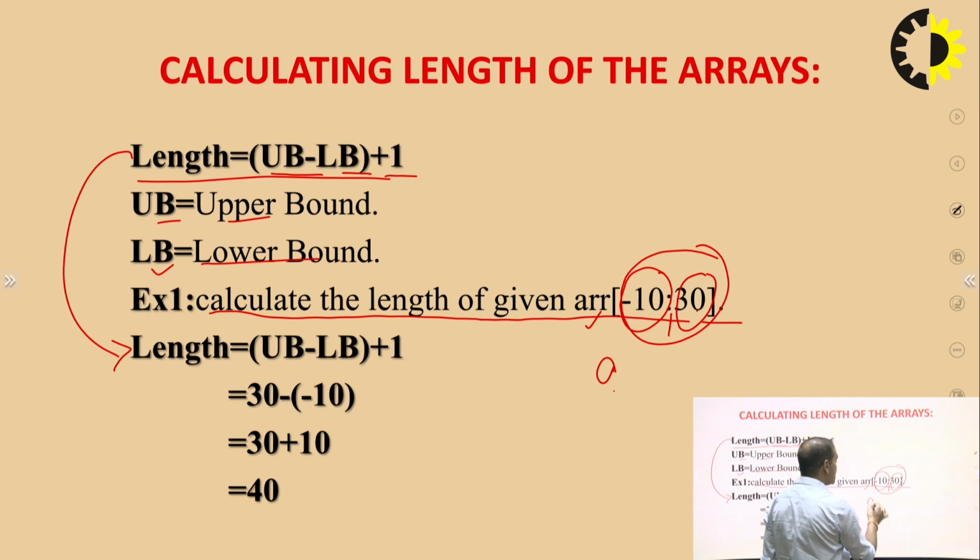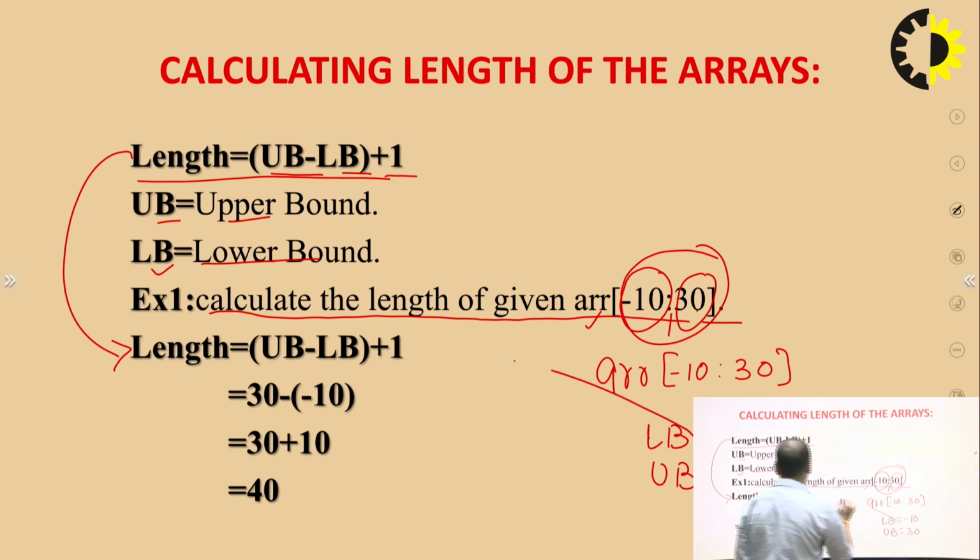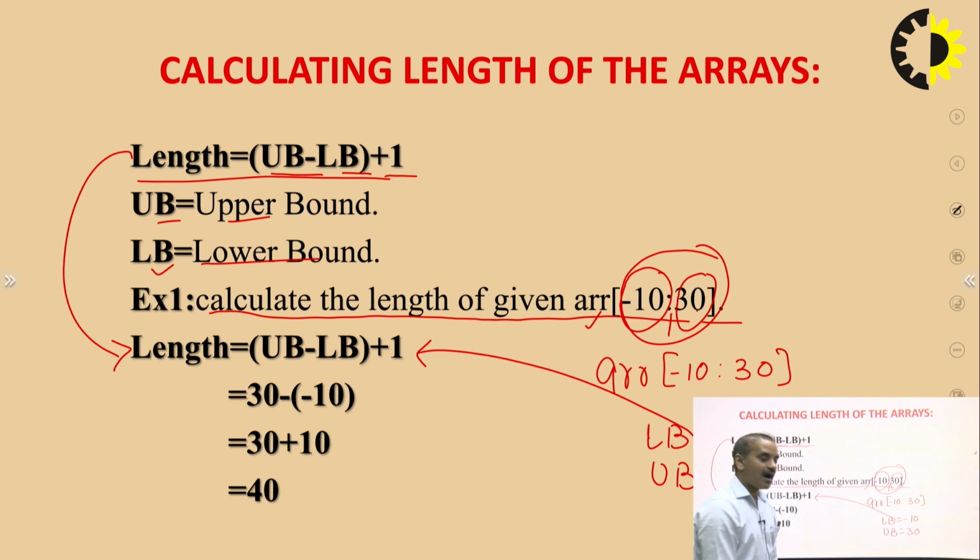The array is arr minus 10 colon 30. The LB is minus 10. The upper bound is 30. We have to put these values into the formula and we get the answer.